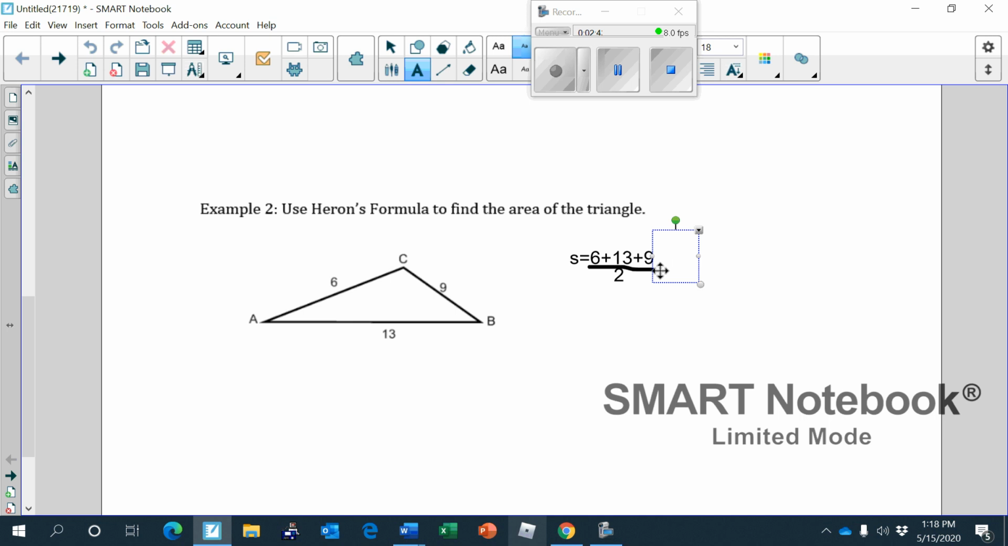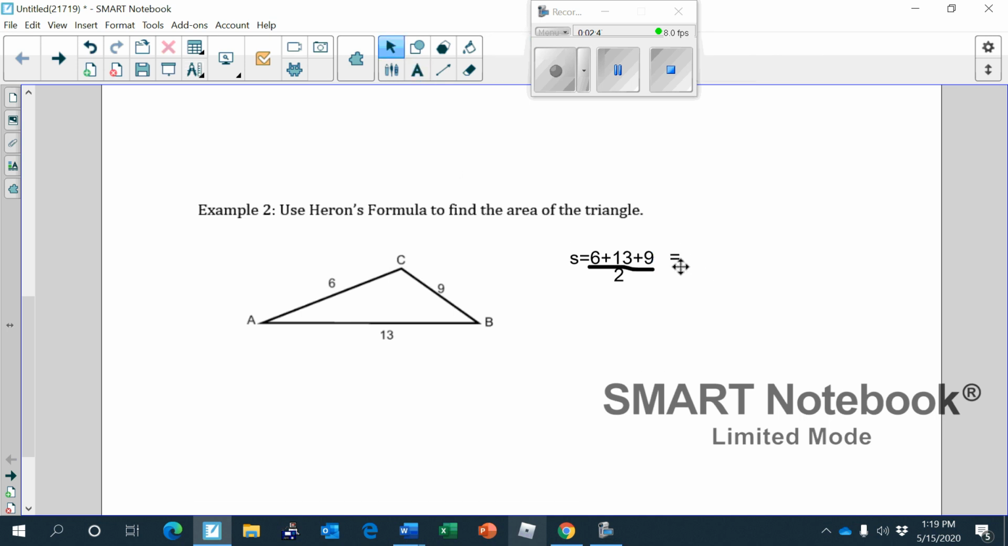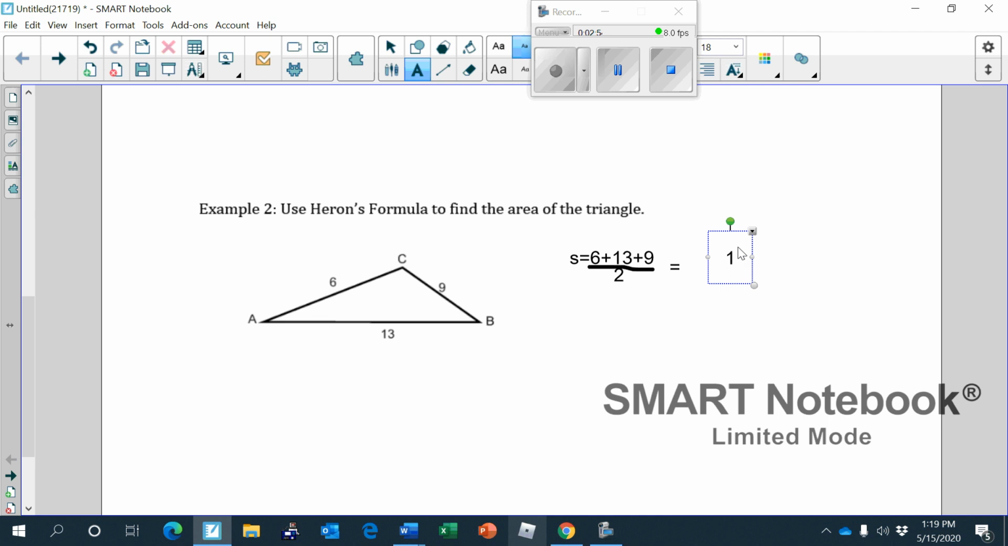So that whole thing equals, well, 6 plus 13 plus 9 is 28, and 28 divided by 2, we're going to get 14 as our S. Okay, so that's important. That's what we're using in the area formula now. So 14 is the S.